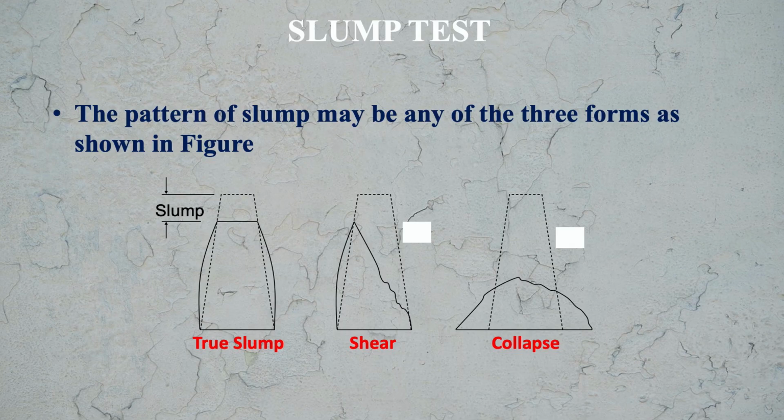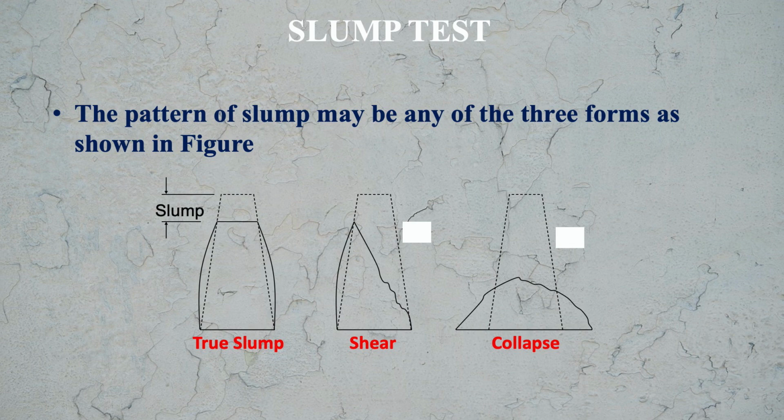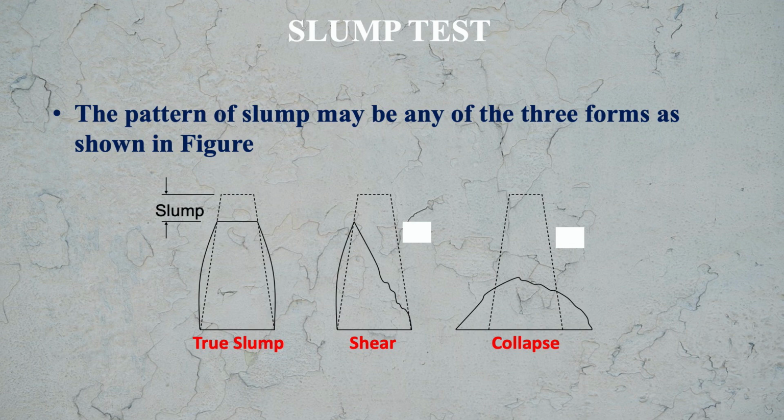The second one is shear, meaning shear failure of the concrete mass is occurring. One part is just sheared off, so it is called shear slump. And the last one is the collapse, meaning the entire concrete mass is now collapsing.